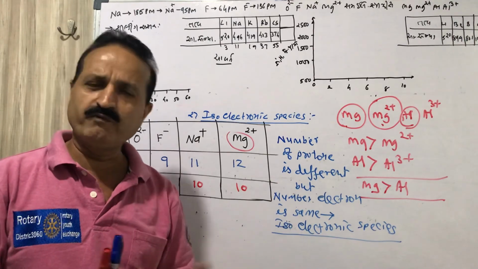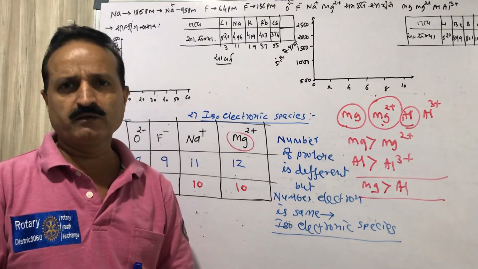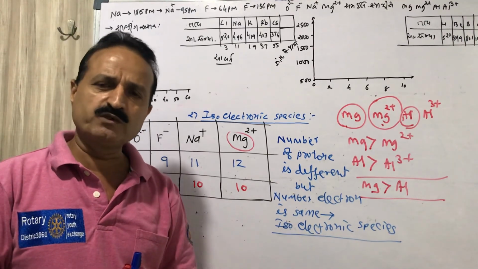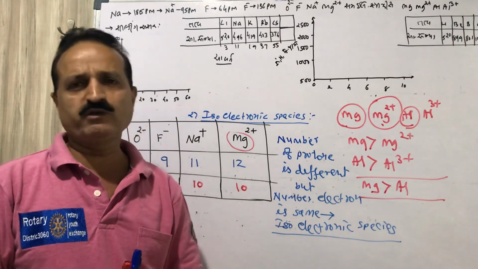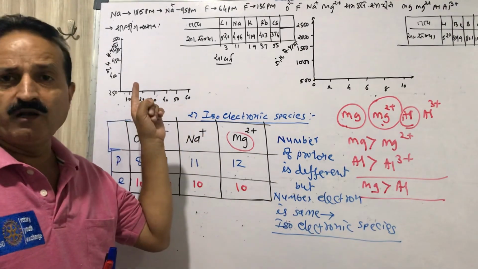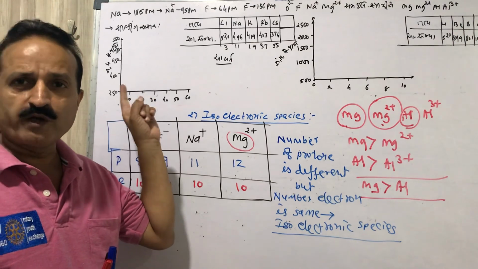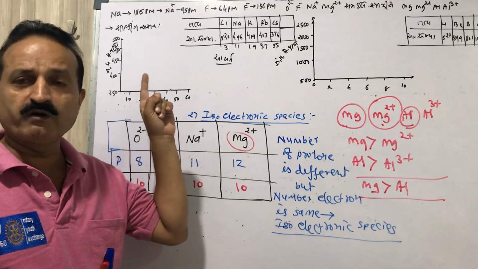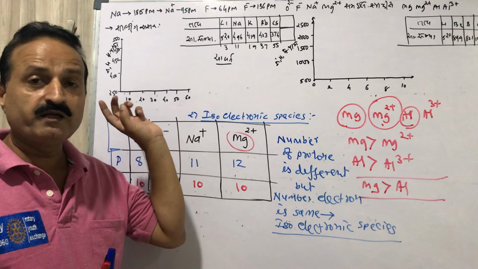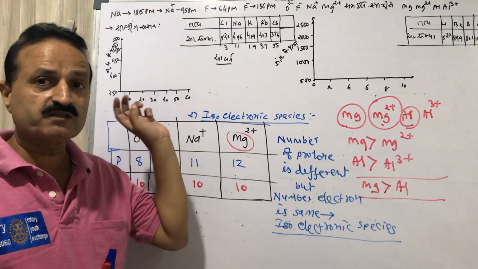Very simple, very easy, very effective topic. Kindly repeat my video 2-3 times and match with your textbook. Remember all the values: sodium, sodium plus, fluorine, fluorine minus. The atomic radius and ionic radius may be asked in the exam.